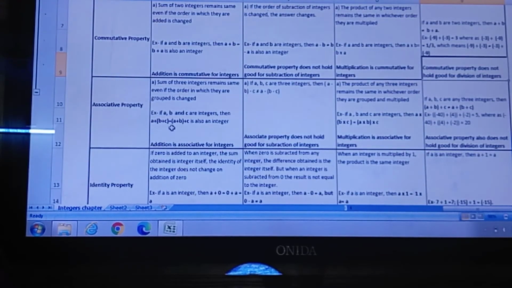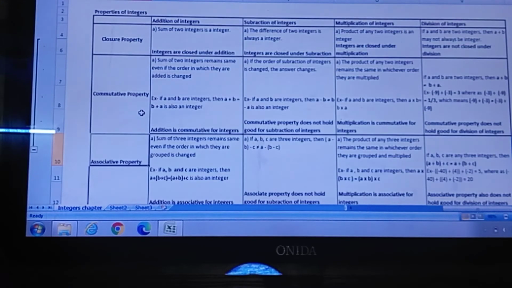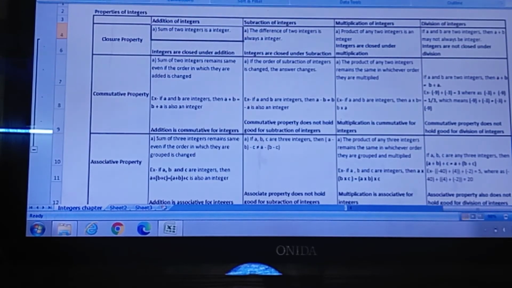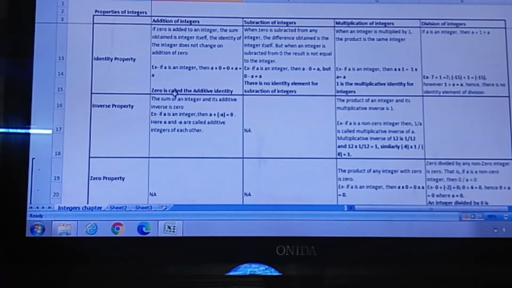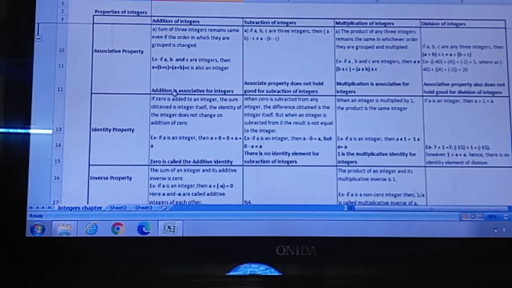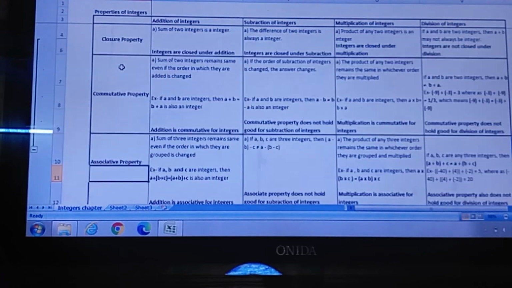Moving on to associative. Let me just pause. So we are done with commutative and closure.